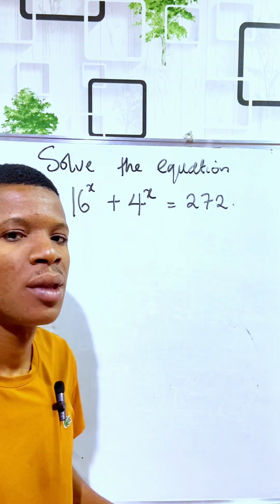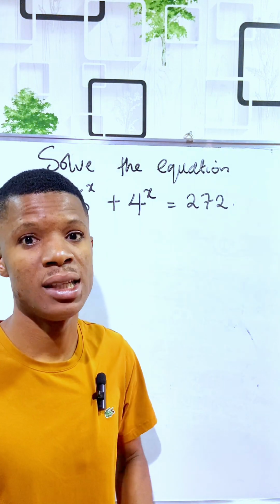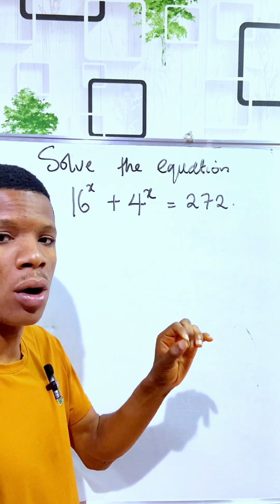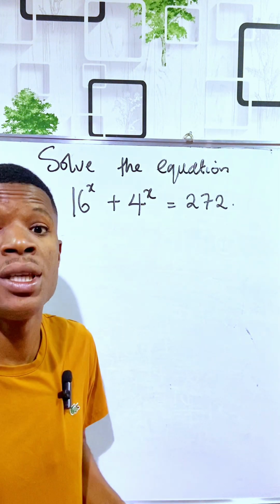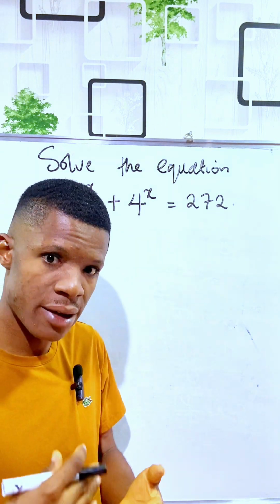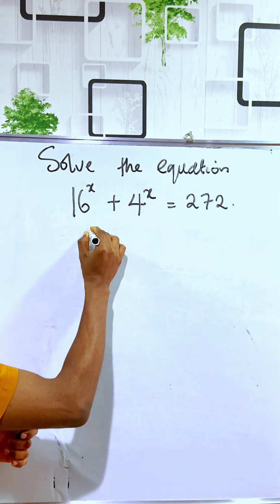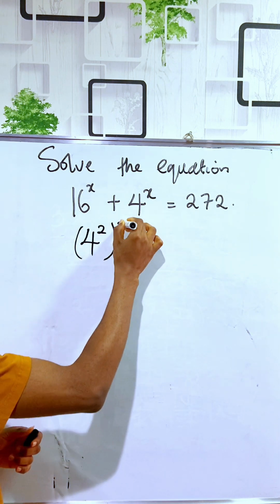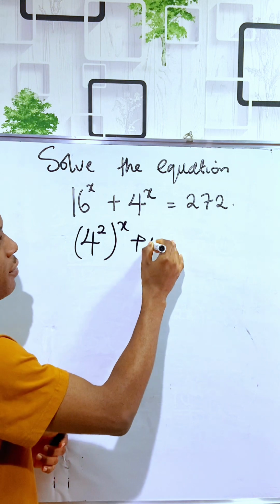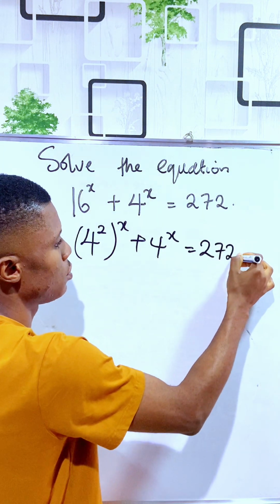If you look here, you observe that all these numbers cannot be expressed in the same base, but we can express 4 to the power x and 16 to the power x in the same base, because 4 times 4 is 16. So I can write 16 to be 4 squared, which is 4 times 4, raised to the power x, plus 4 to the power of x is equal to 272.